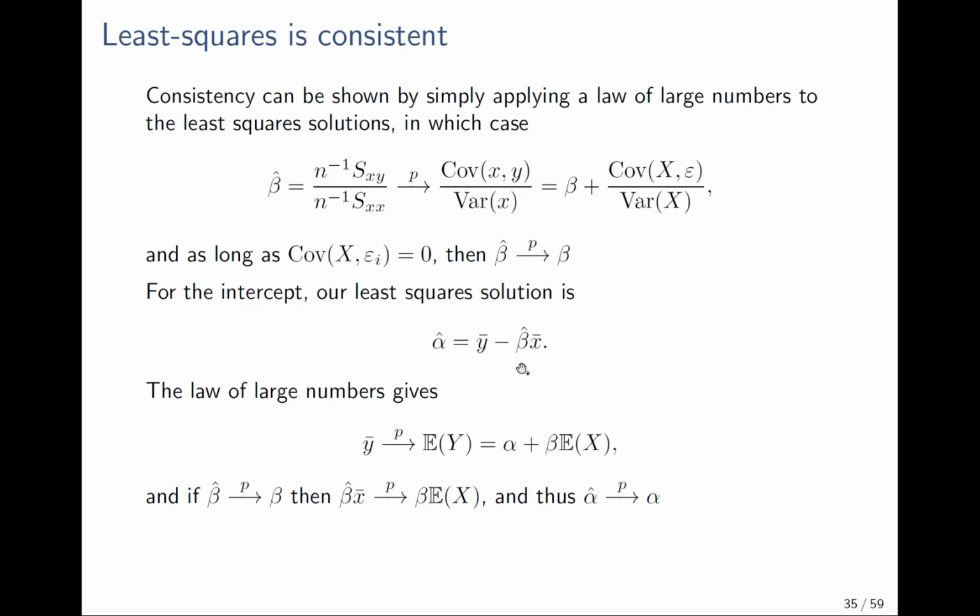For the intercept, the least squares solution is given by this expression here. Applying a law of large numbers, we can say that the mean of y, this expression here, converges in probability to the expectation of y, which is equal to alpha plus beta times the expectation of x. If beta hat converges in probability to beta, as we've said here, then we can plug beta times the expectation of x in probability for this expression here, and what we're going to get is that alpha hat converges in probability to the true value of alpha as n approaches infinity.